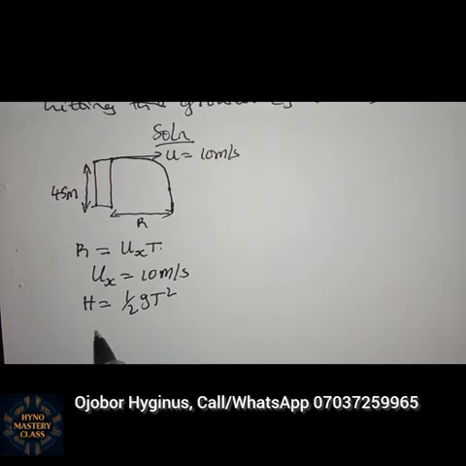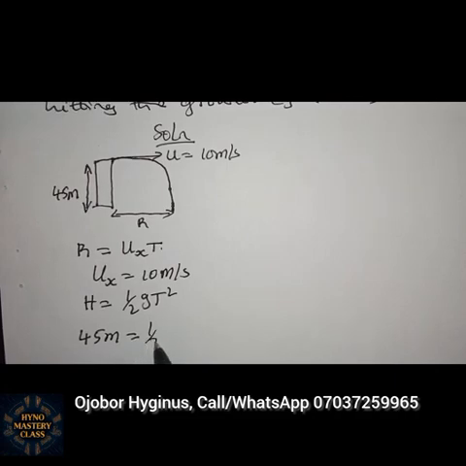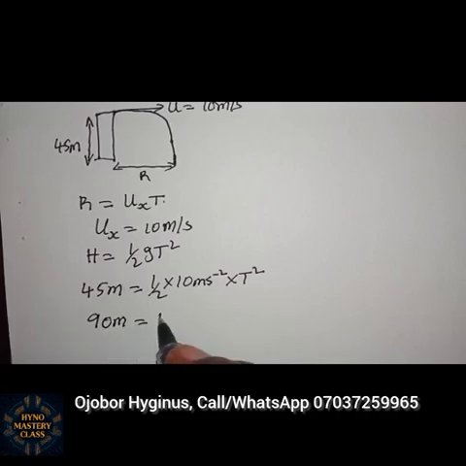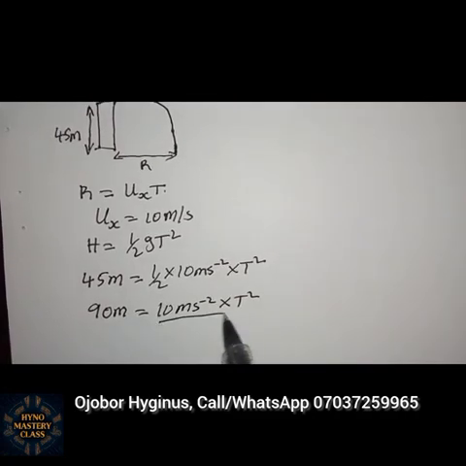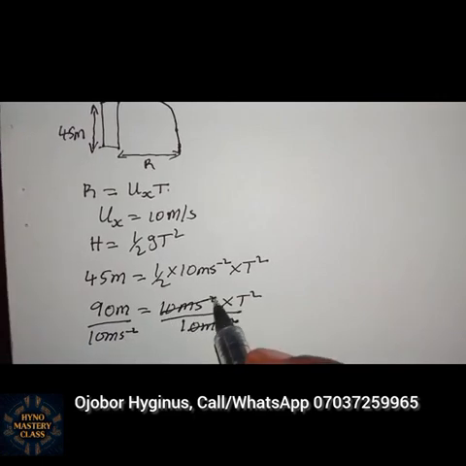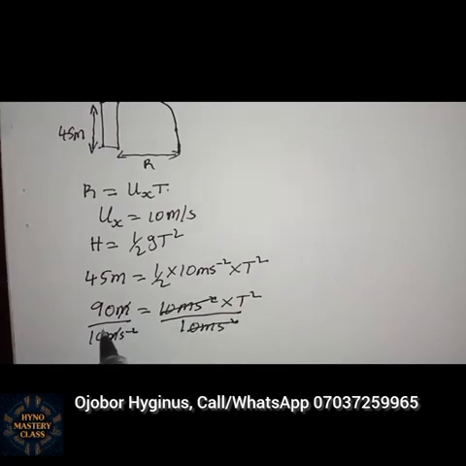So the height is 45 meters, so we substitute: 45 meters equals half times 10 meters per second squared, which is the acceleration due to gravity, times time squared. If we cross multiply we'll have 90 meters equals 10 meters per second squared times t squared. Since it is t we are looking for, we divide both sides of the equation by 10 meters per second squared, and this 10 meters per second squared will cancel this 10 meters per second squared. Meter will go with meter here, 0 will cancel 0 here.